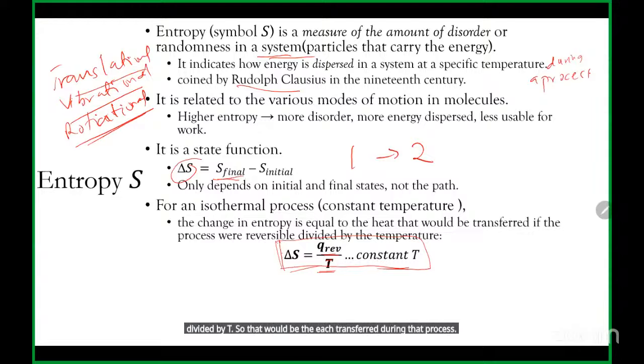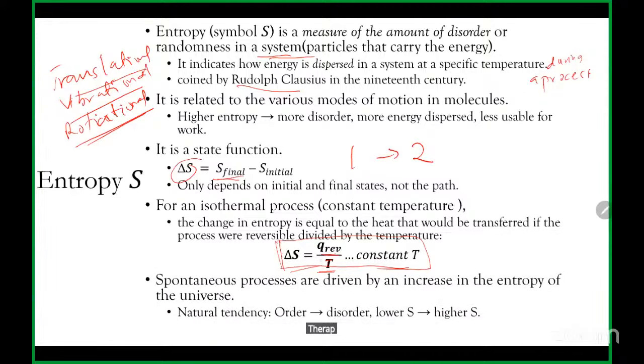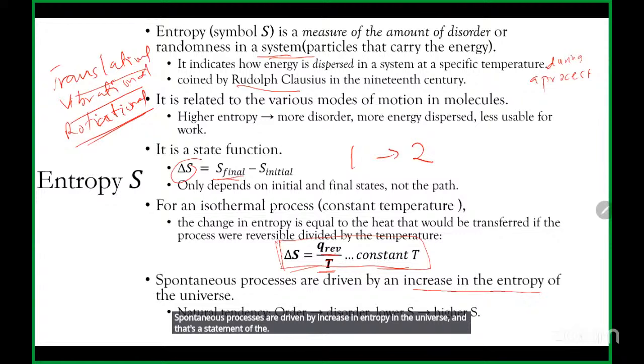One other thing, entropy is often defined using heat, not work, even though both are forms of energy. And why is that so? If you heat a system, it often leads to randomness. But if you apply work to a system, you are probably trying to create orderliness. So entropy and heat are related that way. Spontaneous processes are driven by an increase in entropy in the universe, and that's a statement of the second law. We'll soon get to that.